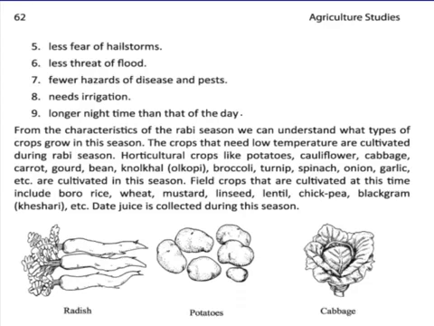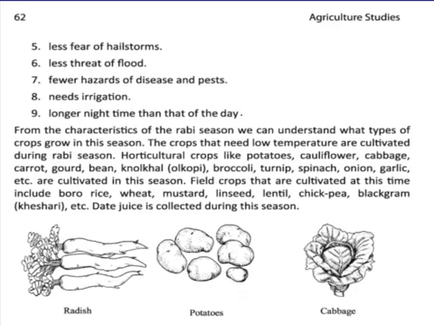The crops that need low temperature are cultivated during the Rabi season. Horticultural crops like potatoes, cauliflower, cabbage, carrot, bean, kohlrabi, broccoli, turnip, spinach, onions, garlic and so on are cultivated in this season.